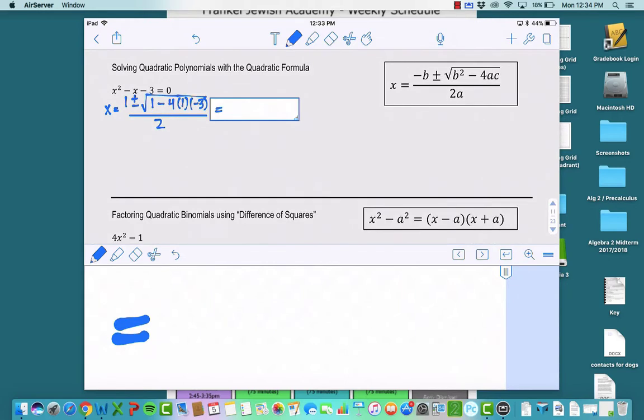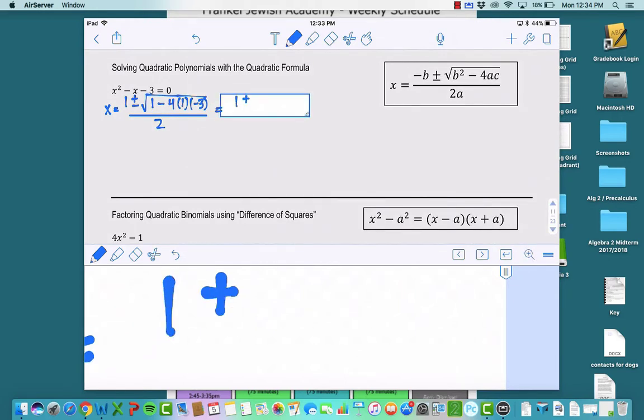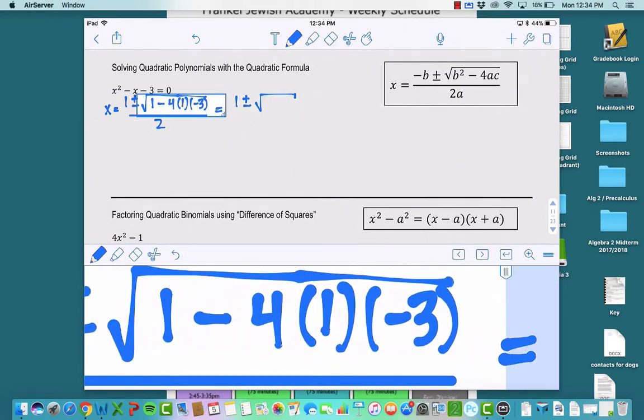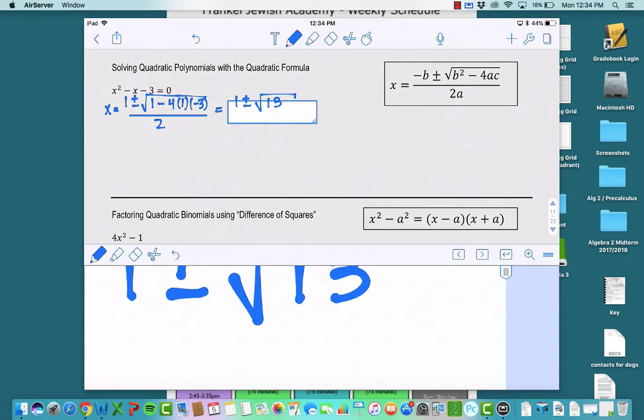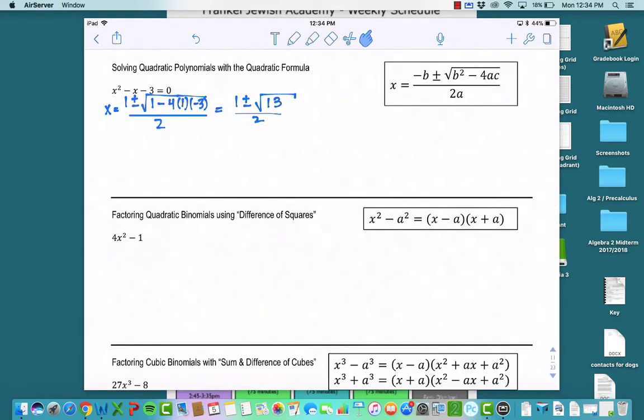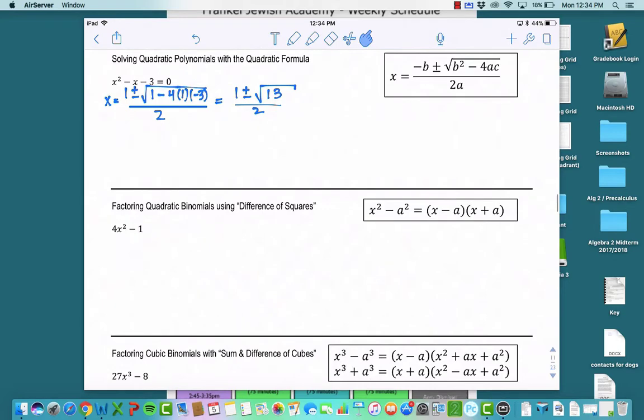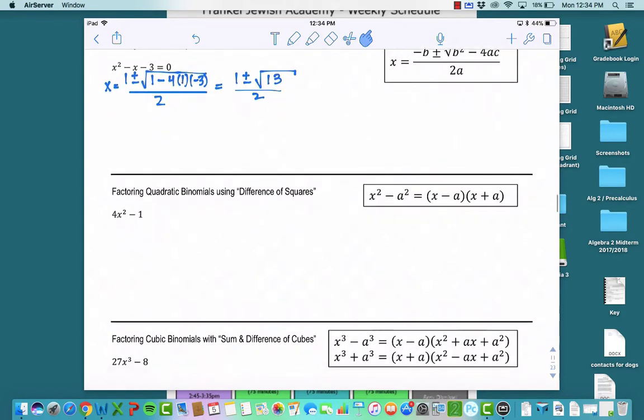So that ends up being 1 plus or minus the square root of 1 plus 12, which is 13, all over 2. Now if that root would simplify, we'd simplify it, but it doesn't, so we can just leave our answer like that. If everything was divisible by 2, we'd divide it by 2, but it doesn't. Sometimes you can also get imaginary numbers, but we can't.